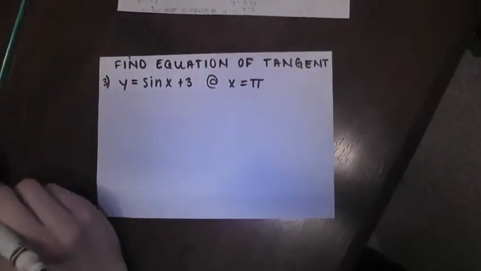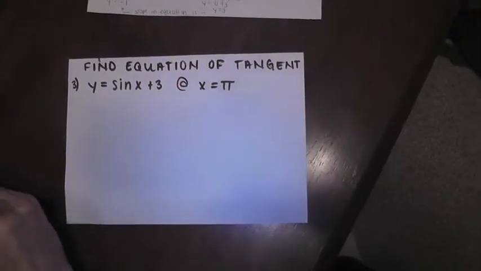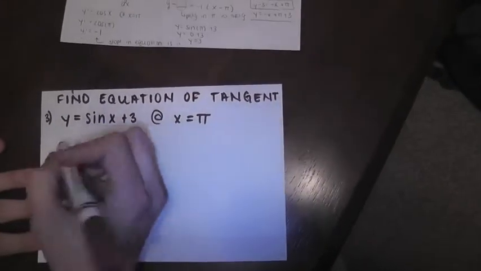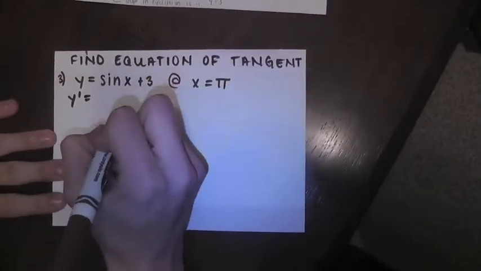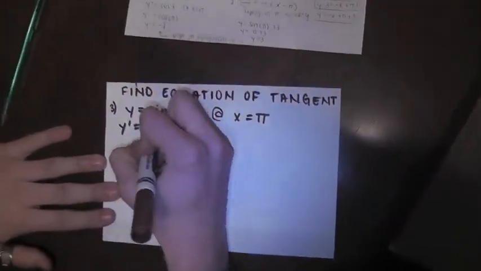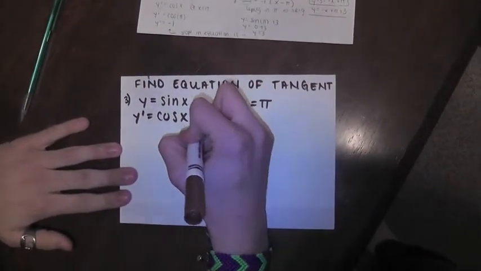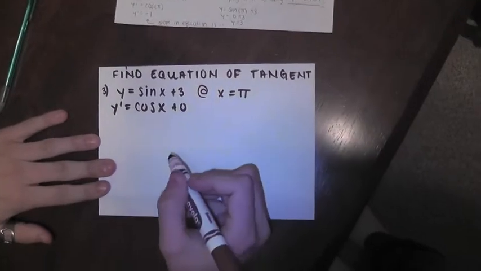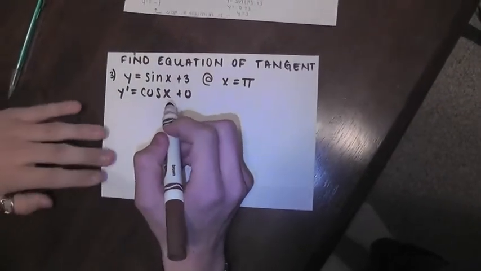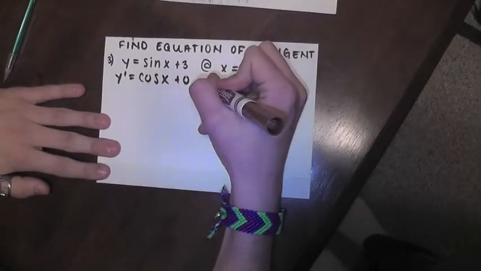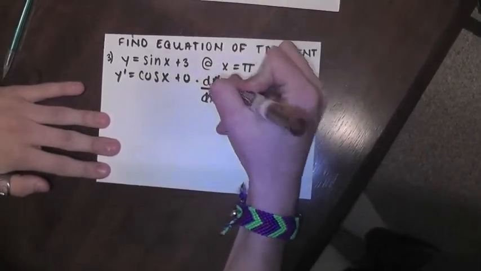Next, we're going to find the equation of the tangent to the function y equals sine x plus 3 at x equals pi. So first, to find the derivative of the function, we take the derivative of sine x, which we just learned is cosine x, and the derivative of a constant is always 0, so plus 0. And technically, since there's a function on the inside, the derivative of the inner function is dx, which reduces to 1.